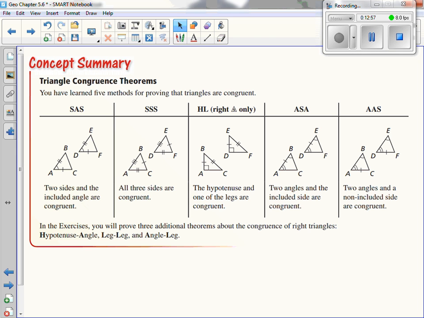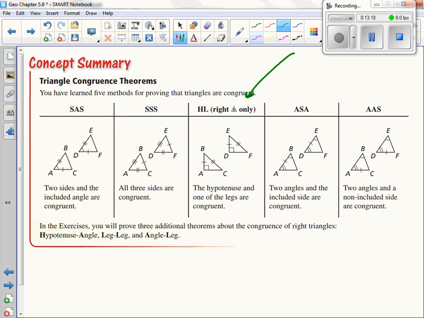Out of all the ones we've done, we always need how many pieces of information to say that these two triangles are congruent? 3. We either need 3 sides, 2 sides and an angle, or 2 angles and a side. We always need 3 pieces of information.